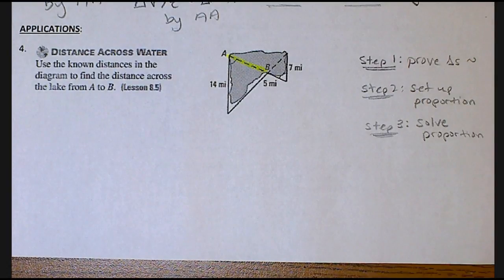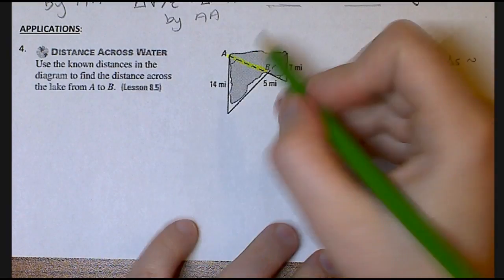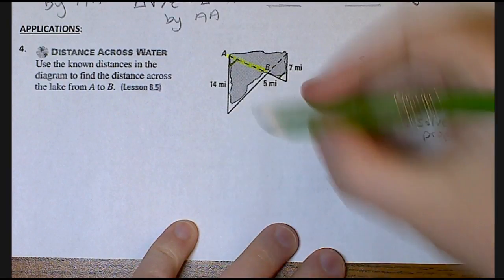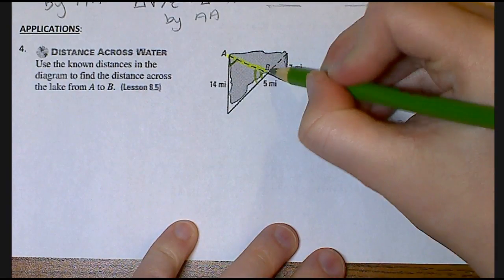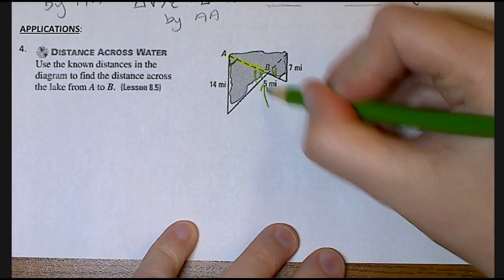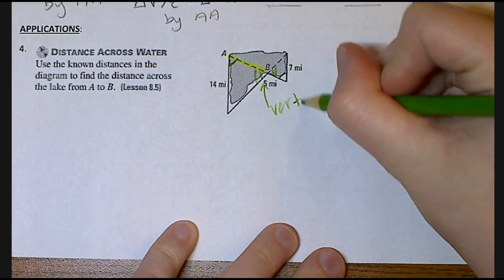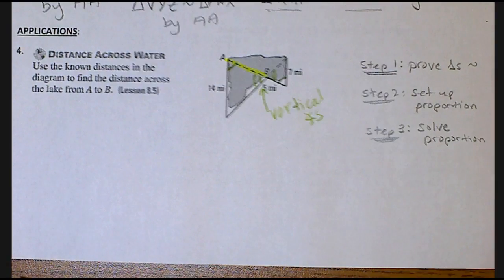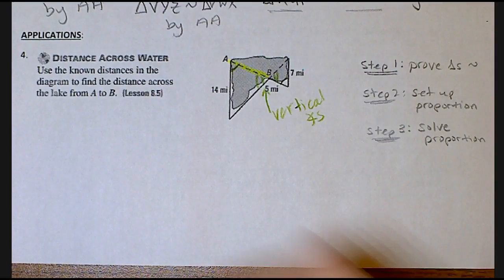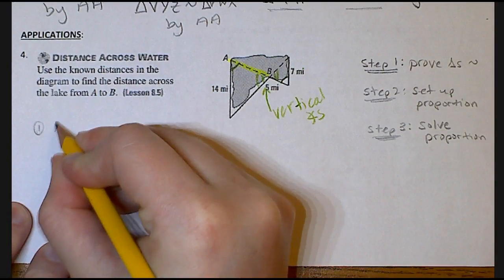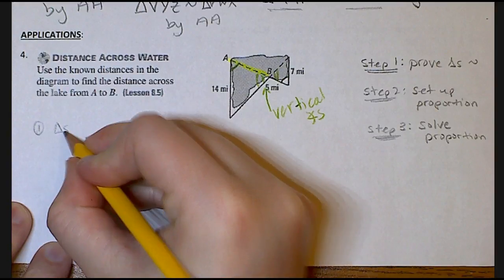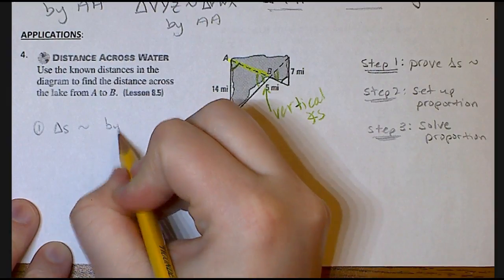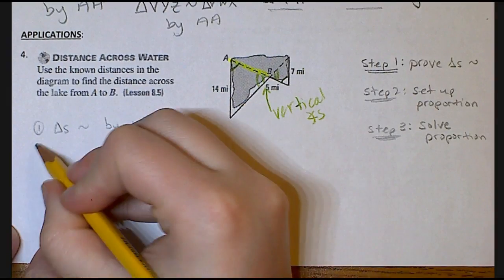And what I can tell on this one right away is that 2 of these angles are already marked congruent for us. And then we have another set of angles that are congruent right here because vertical angles are always congruent. So step 1, we just proved that these triangles are similar by AA. So they have to be similar, not congruent. Triangles are similar by AA.